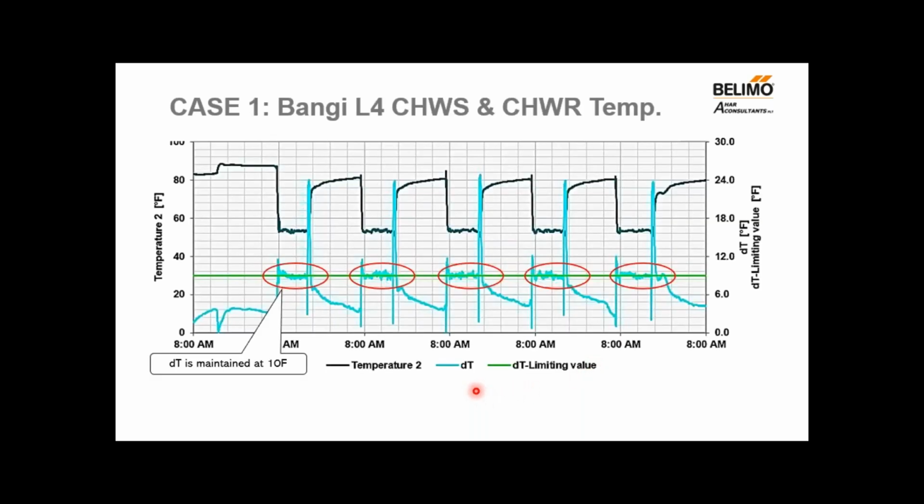This is a blow up of the chill water supply and return temperature and also the delta T. Now the green line shows the delta T limiting function setting, which we set to about 10 degrees Fahrenheit. The cyan line shows the actual delta T. As you can see, the actual delta T is being controlled by the valve according to the setting.